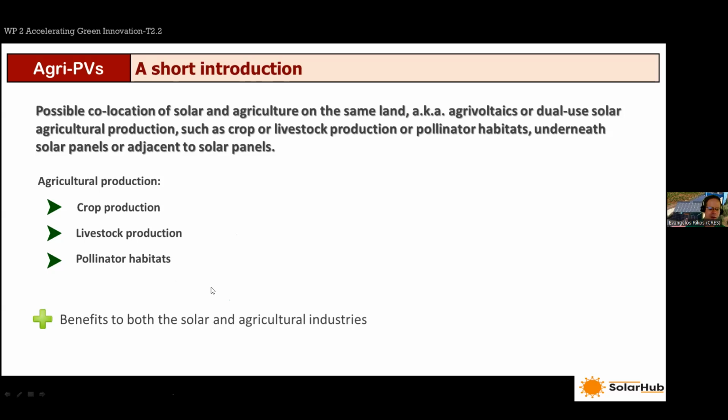I just mentioned here the three most characteristic cases of agricultural production uses of agrivoltaics. And of course, the obvious conclusion is that we can benefit from both technologies at once, both industries at once, by using them in a proper way.